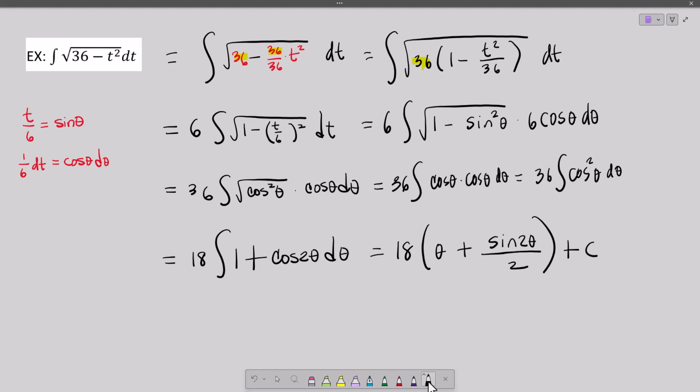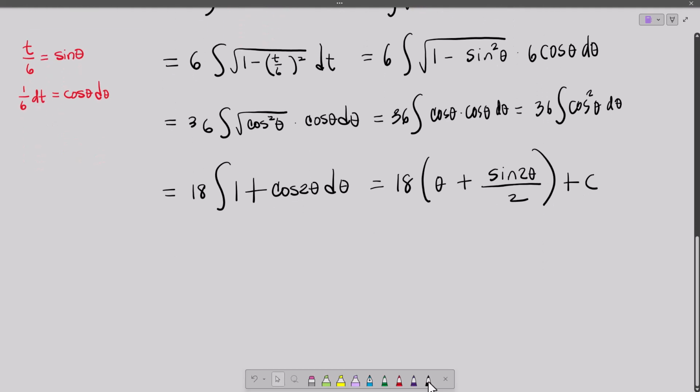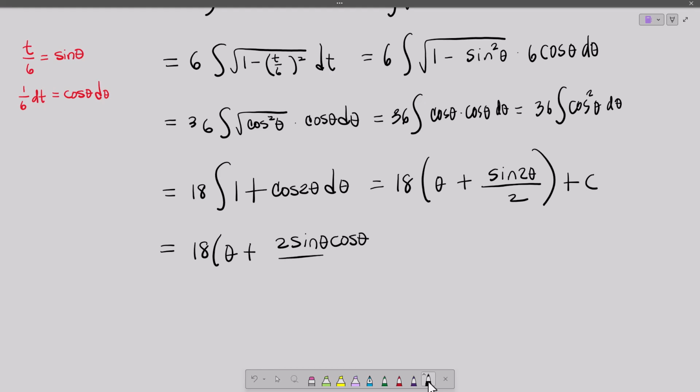Double angle identity, sine of 2 theta. We want to have just single angles. So we're going to write this as theta plus 2 sine theta cosine theta divided by 2 plus c, and those 2's cancel.